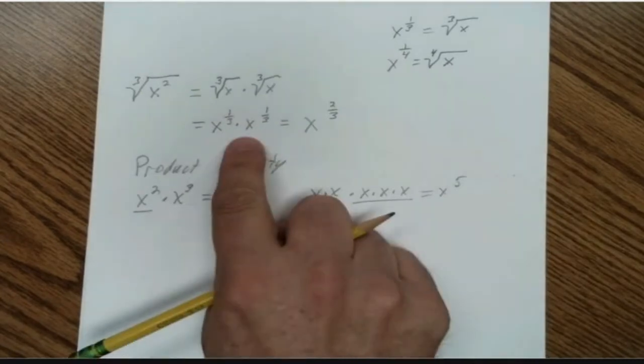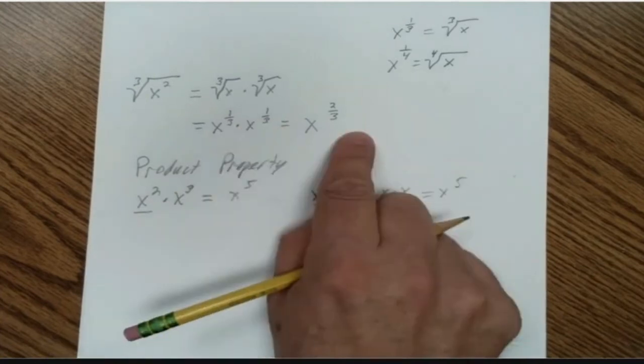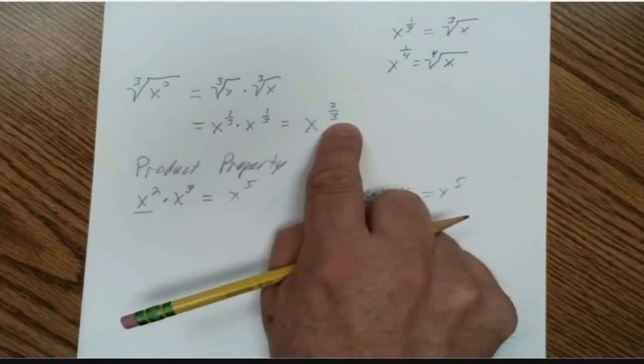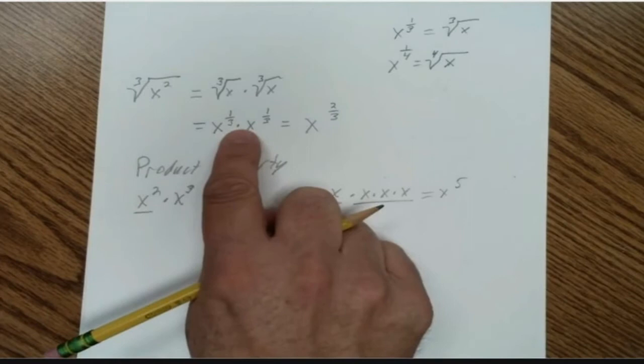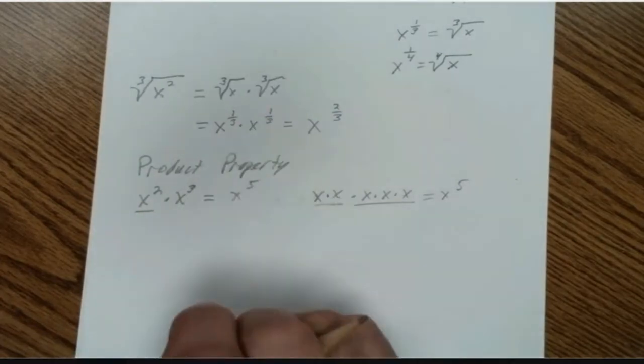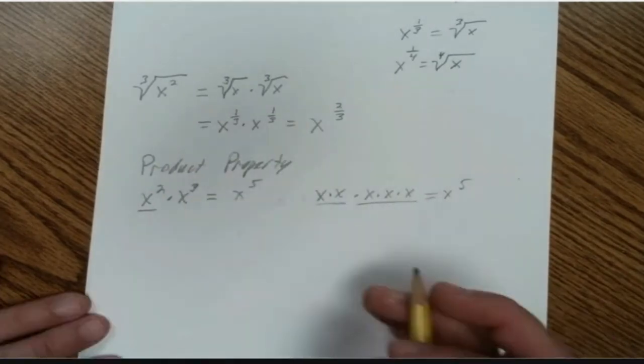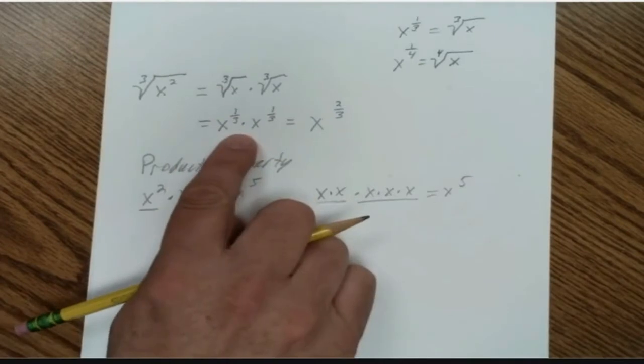So when we have it as a fraction, 1/3 plus 1/3 is 2/3. It works the same way, even when it's fractions or not. 1/3 plus 1/3. That's the product property. Now, a lot of times we don't have something this nice.